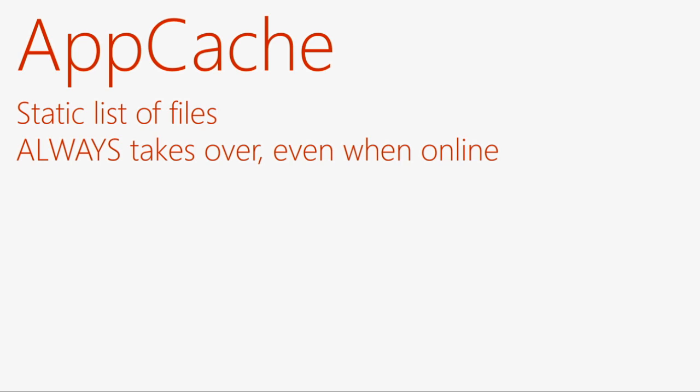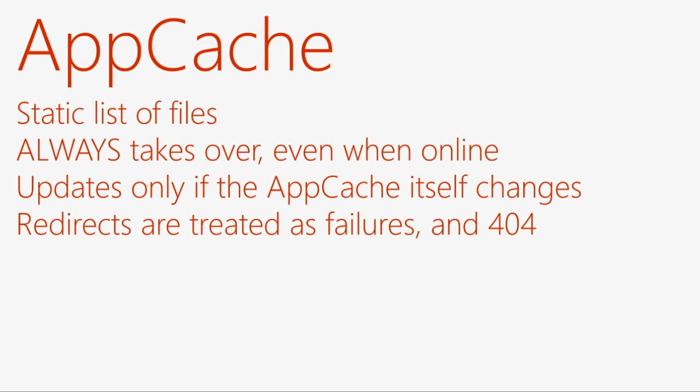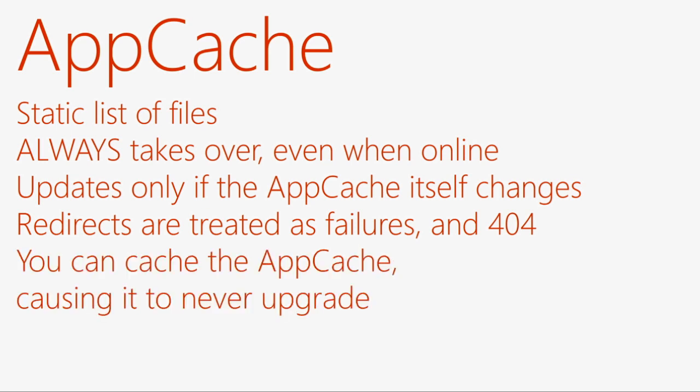Even if you have the fastest internet speed in the world, the app cache thinks it doesn't exist. And again, it will only ever update if the app cache caches itself, which sucks. Not only that, all redirects are treated as failures. So if you don't have a 200 HTTP response on something, it's treated as a 404. If you redirect, it's offline. It doesn't exist. It sucks.